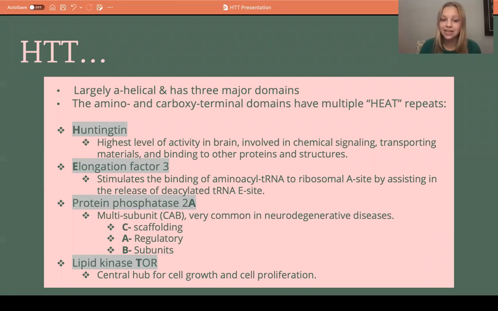Protein phosphatase 2A is a multi-subunit complex, very common in neurodegenerative diseases such as HD. The subunits are the scaffolding, regulatory, and catalytic subunits. Moving on to the lipid kinase TOR, it's the central hub for cell growth and cell proliferation.